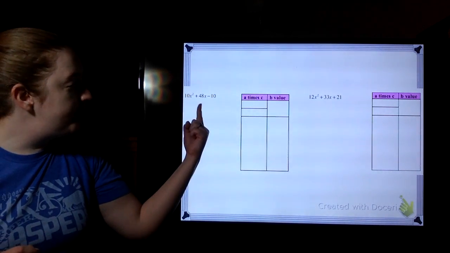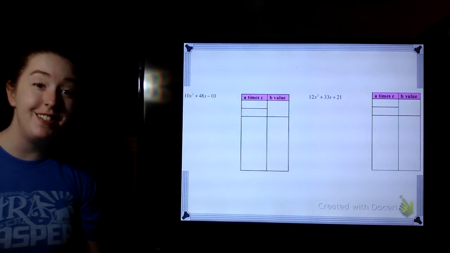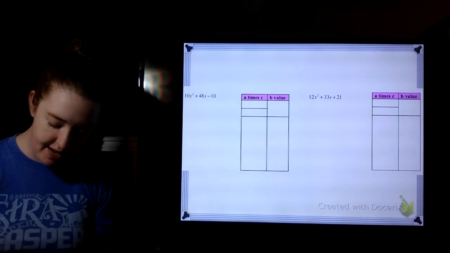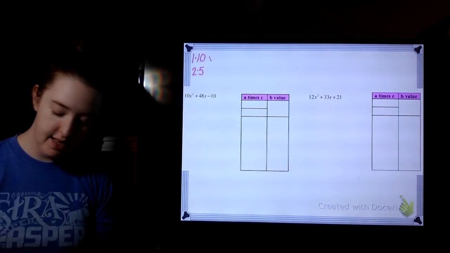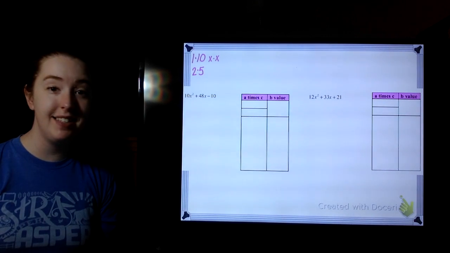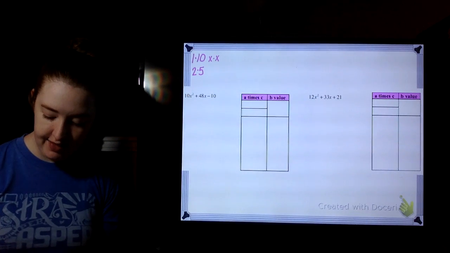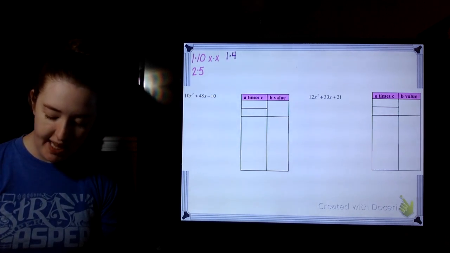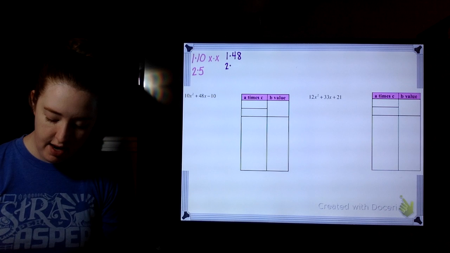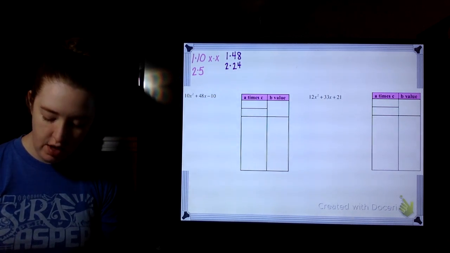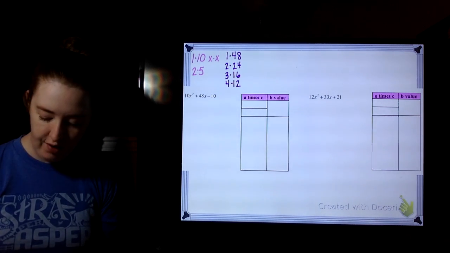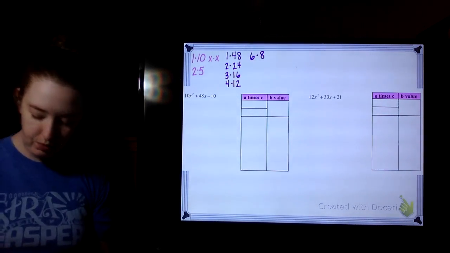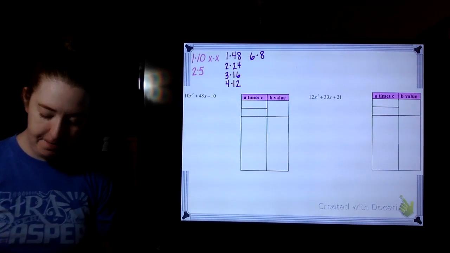Okay, 10x squared plus 48x minus 10. Let's find the factors of 10x squared. So my factors of 10 are 1 and 10, and 2 and 5. And x squared is x times x. Then I have 48x. So I'll have 1 times 48, 2 times 24, 3 times 16, 4 times 12, 6 times 8. And then that term has just one x on it.